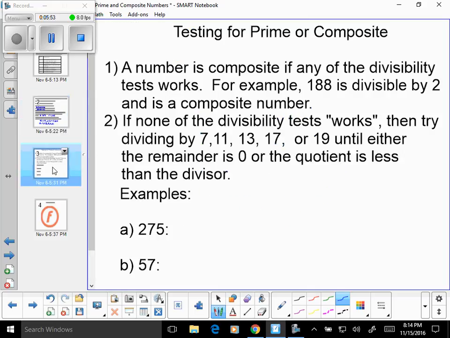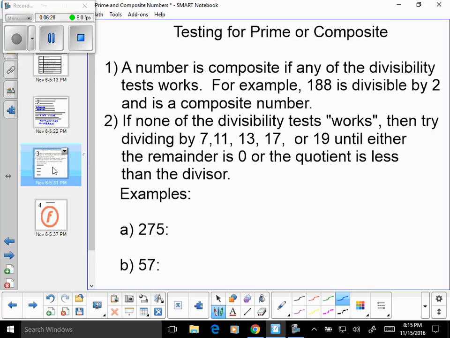Testing for primes or composites. Here again, repeat, the number's going to be composite if any of the divisibility tests work. For example, I take 188, I look at that number and I say, ding, it's an even number, therefore it has to be divisible by 2, therefore it has to be a composite number. And I do go through and test with divisibility tests for 2, 3, 4, 5, 9, and 10.